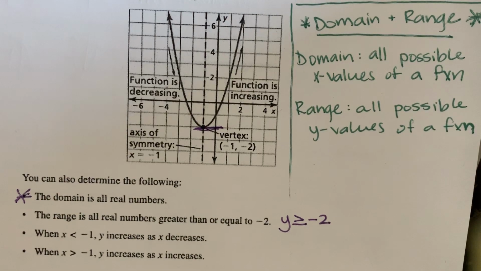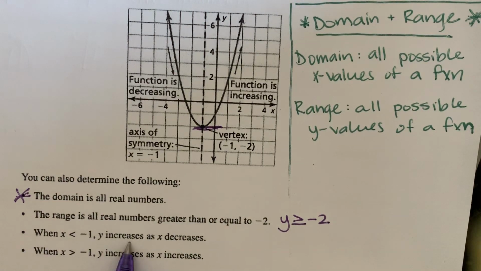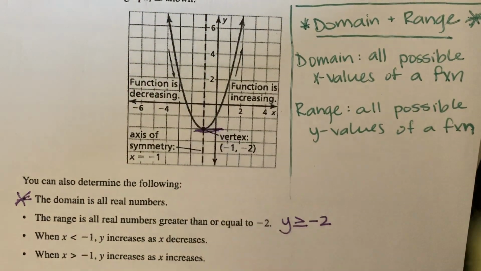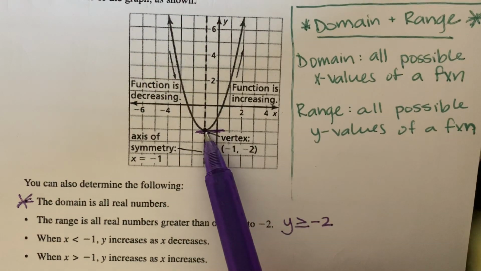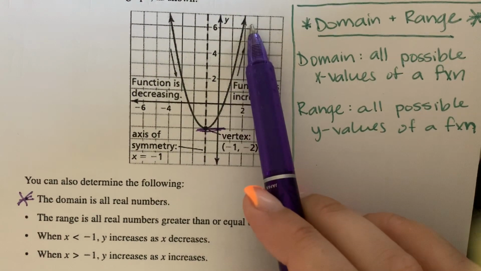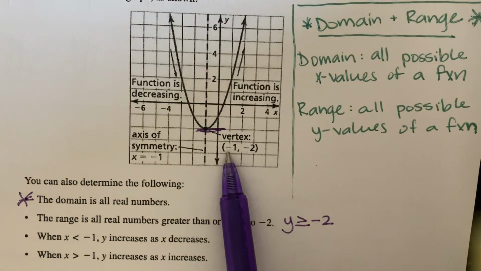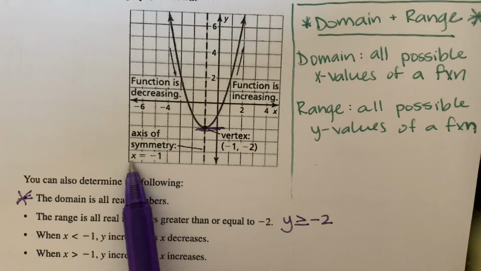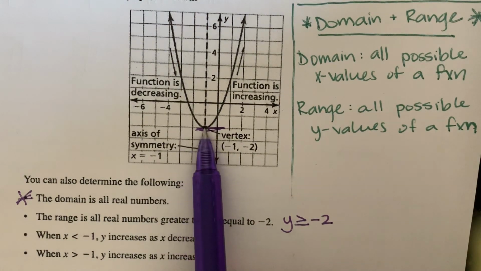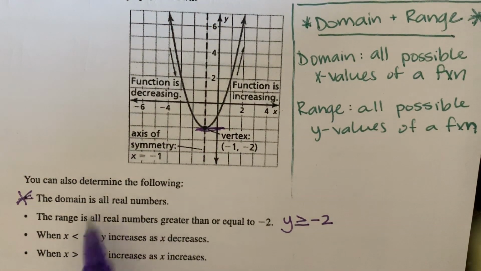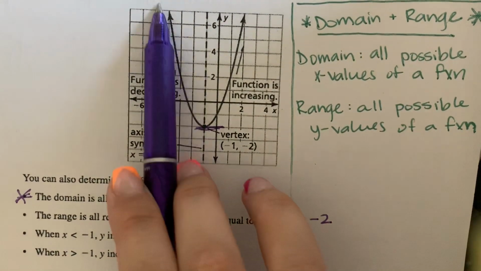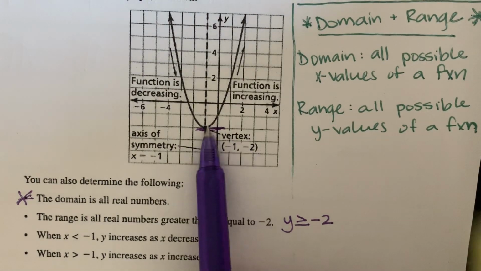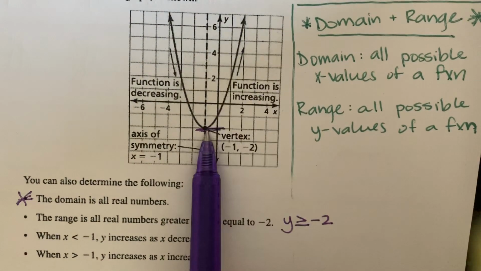Okay. And then this is talking about when it's increasing and when it's decreasing. So remember, it is decreasing going down to the vertex, increasing going up from the vertex. The vertex has an x value of -1. So its axis of symmetry is x equals -1, which means it's decreasing when x is less than -1, so on this side of -1. And it's increasing when x is greater than -1, so on this side of -1.